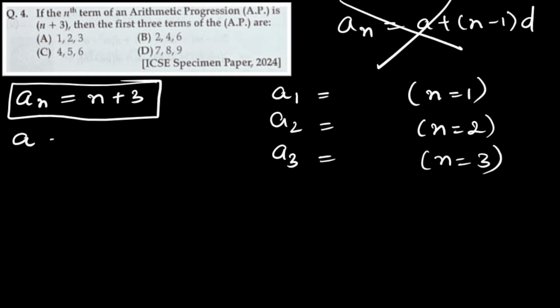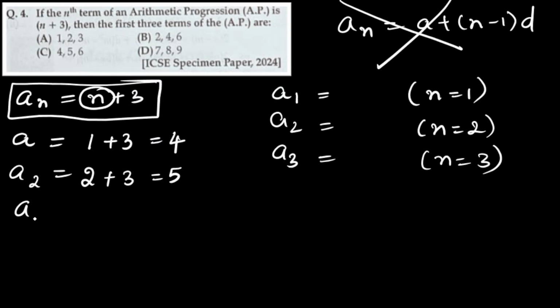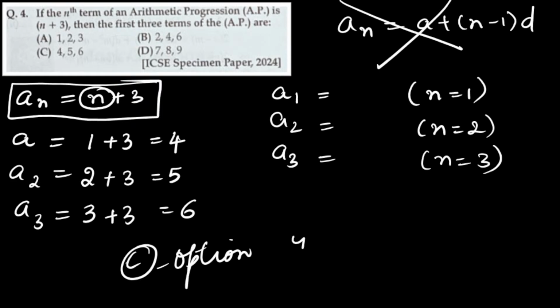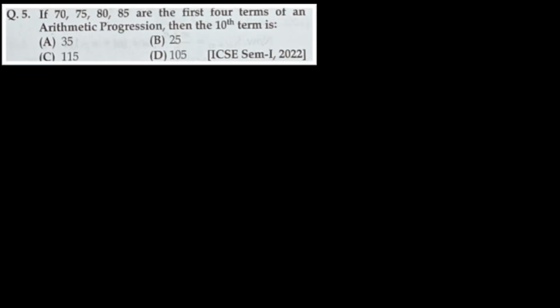Okay, so let's find. a means a1, so n value is 1. 1 plus 3, this is equal to 4. a2, n's value is 2, so in place of n we will write 2. 2 plus 3 is equal to 5. a3 is equal to, n's value we substitute 3, so 3 plus 3 is equal to 6. So 4, 5, 6, option C. 4, 5, 6 is the correct answer. Okay, good. You all are getting the same answer. Let's do question number 5.